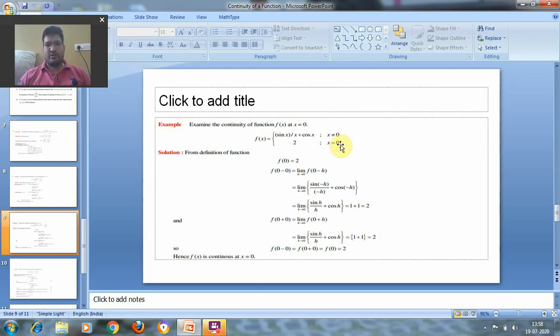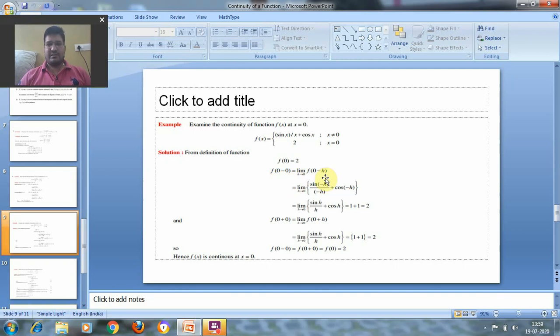Because I already said that x not equal to 0 means x greater than 0 and x less than 0. So for x greater than 0, the function's value will be this, and for x less than 0, the function's value will be the same. But at x equal to 0, the function's value will be 2. So f at x equal to 0 is 2.